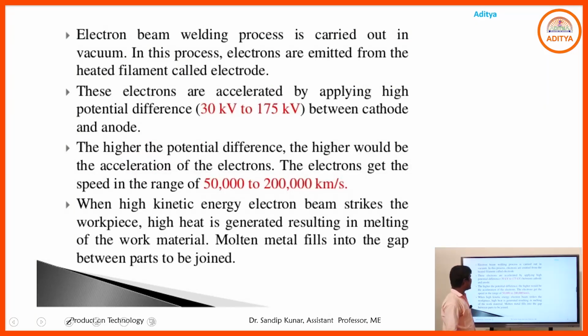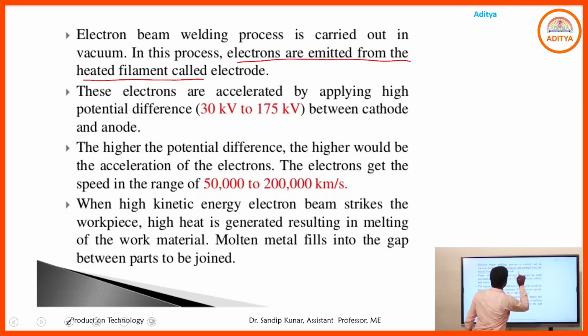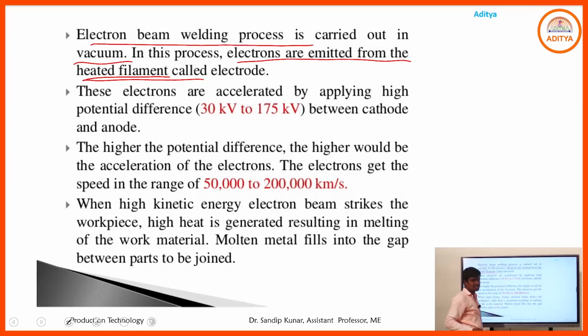In electron beam welding, the electron beams are emitted from a heated filament called the electrode. The heated filament is connected to the electron beam welding setup, and due to the high heating of the heating element, electron beams emerge from that electrode, and the full process is carried out in a vacuum.